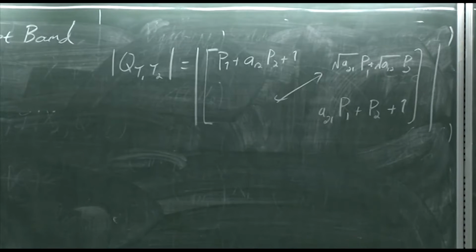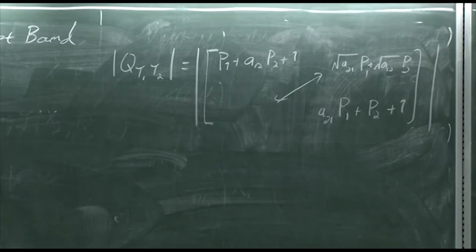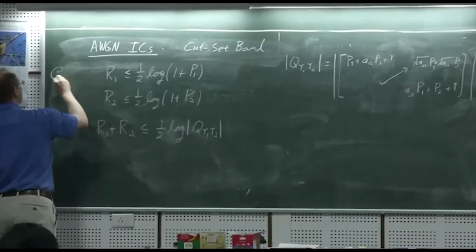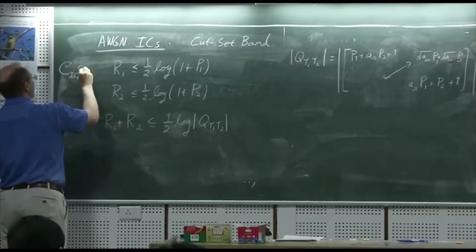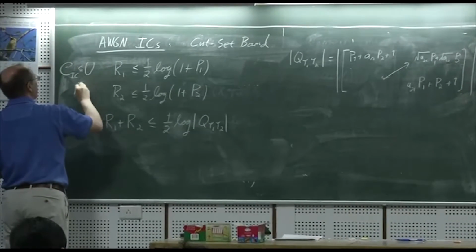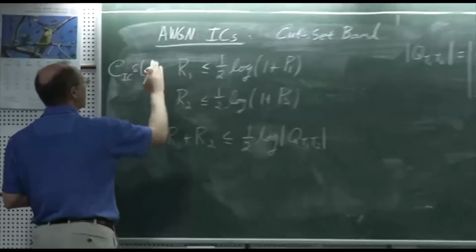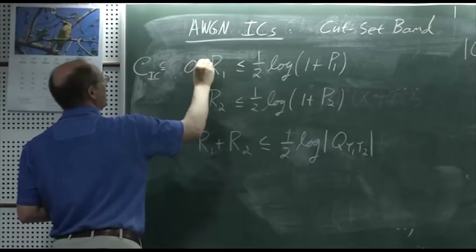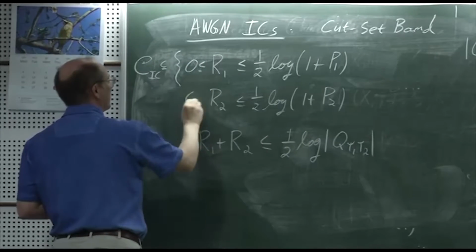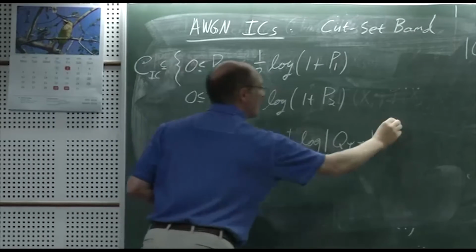All right. So the capacity region of the interference channel is a subset of the union over all x1, well, it's a subset of this, 0 less than or equal to, because we've already done that union.